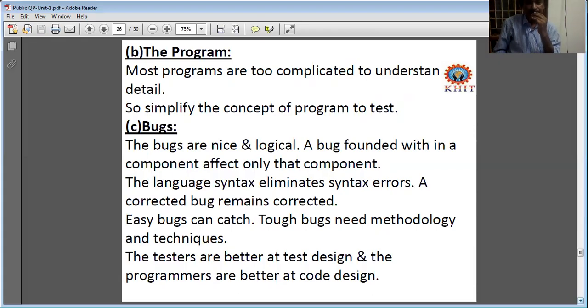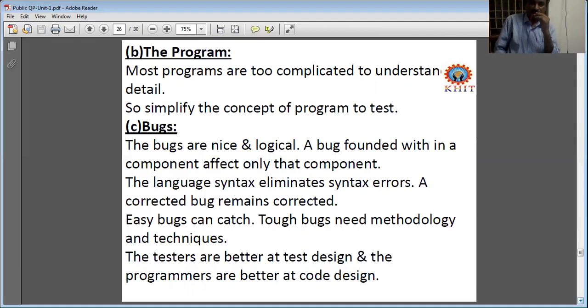C, bugs. Bugs are nice and logical. A bug found within a component affects only that component. The language, that is syntax, eliminates syntax errors; mostly by using the language syntax, we can eliminate syntax errors. A corrected bug remains corrected.